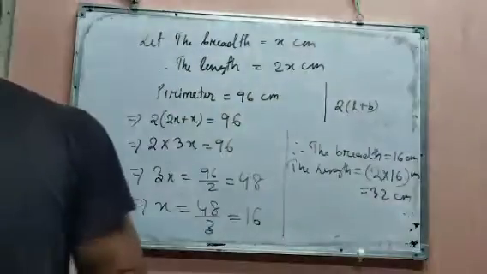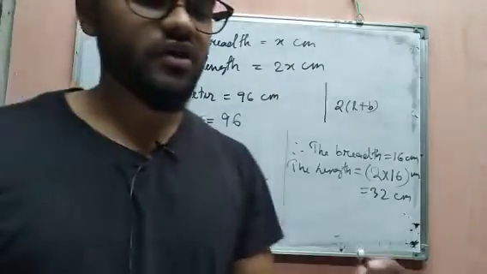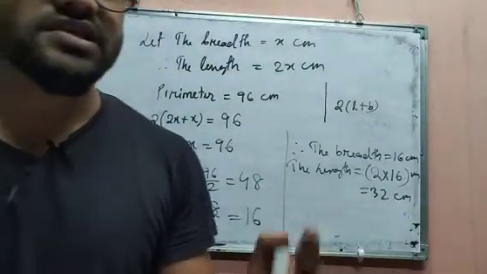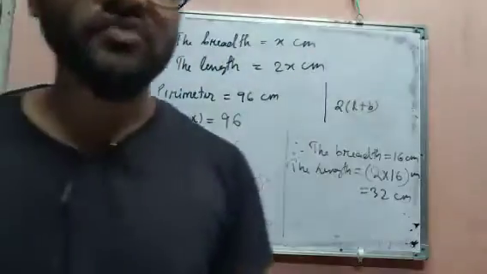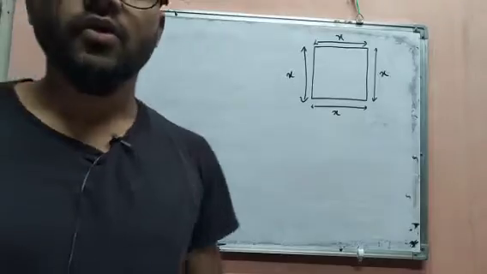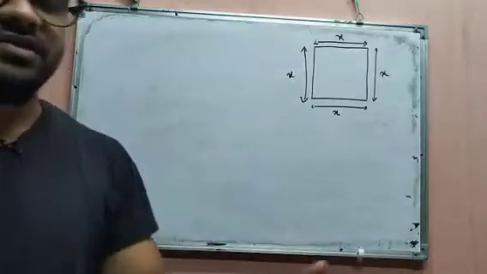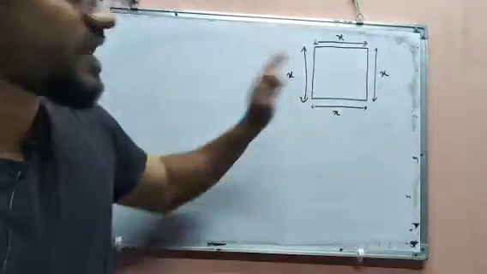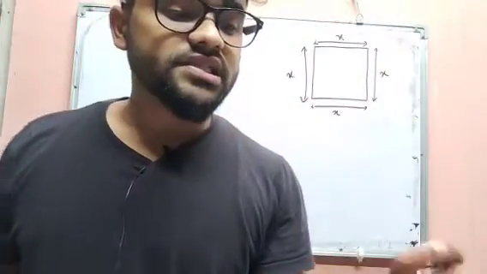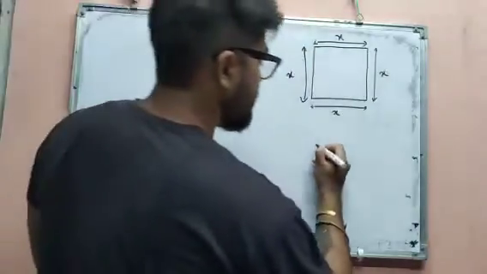Another problem is given: a square paper is folded into half breadthwise. The perimeter of the rectangle formed is 12 centimeter. We are asked to find the dimension of the square, and then the area of that particular square. Suppose we take a square whose side is x centimeter. Because a square has all sides equal, all sides become x, x, x and x. Now it is said that the paper is folded into half breadthwise. That means in this portion it is folded.